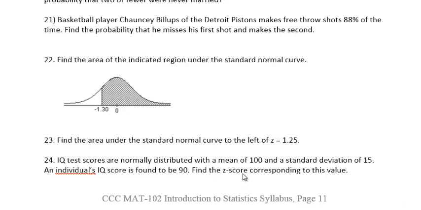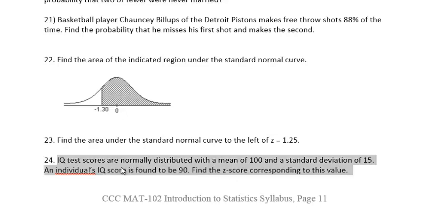So the difference from the mean in this case is simply 10: 100 minus 90, or 90 minus 100, makes no difference. You have to use the absolute value either way. And then you divide that by the standard deviation of 15. So it's 10 divided by 15, which is 0.66 or 0.67, something like that.